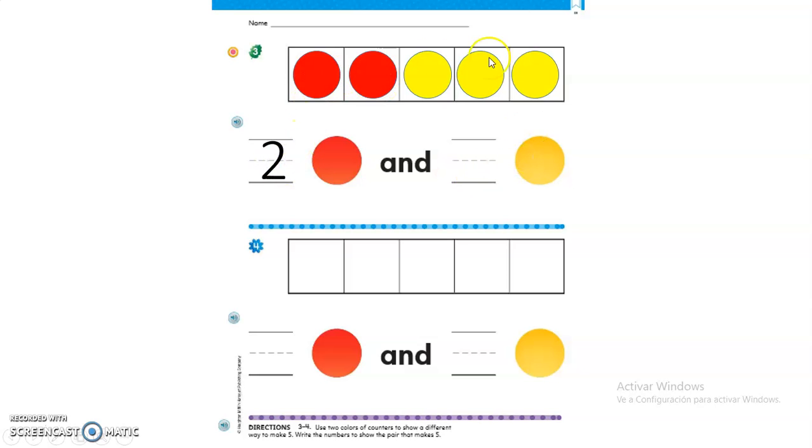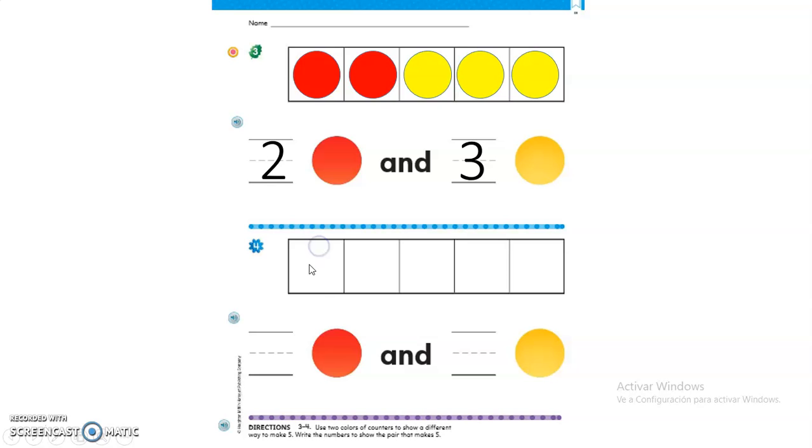And how many yellow ones? 1, 2, and 3 yellows. Very good. So this is another number pair to make number 5. Esta es otra manera, mire, amor, de hacer el número 5. Number 5. Let's see. 2 red and 3 yellows. Very good. Now, let's continue with the exercise here at the bottom.